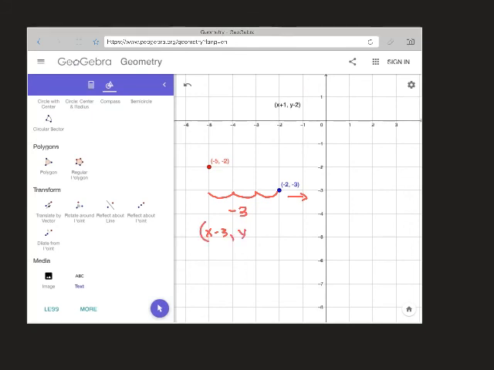So what happened to the y value? Well, the y value went up 1. So y plus 1. So the algebraic notation from the blue point to the red point is x minus 3, y plus 1.